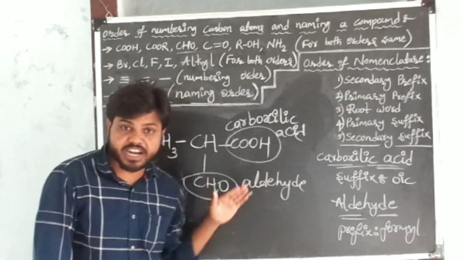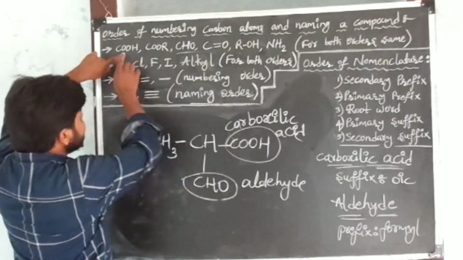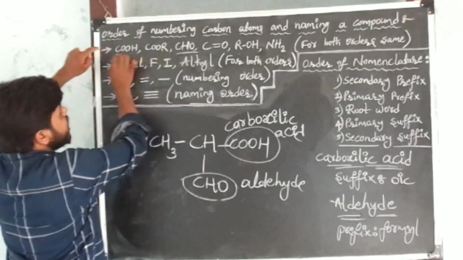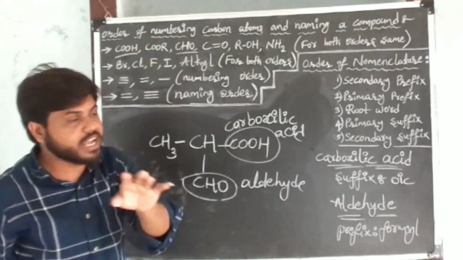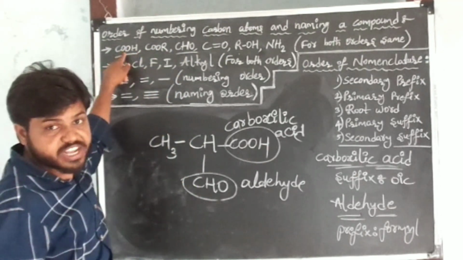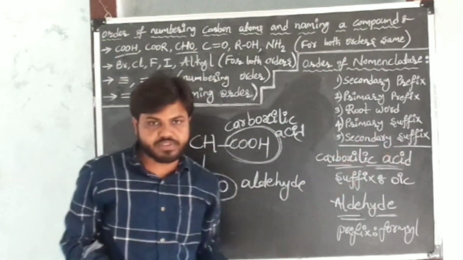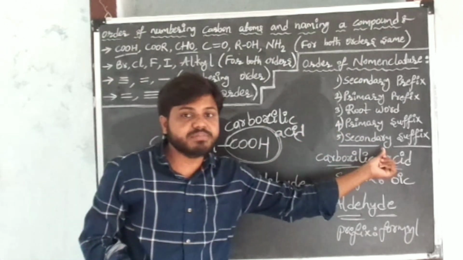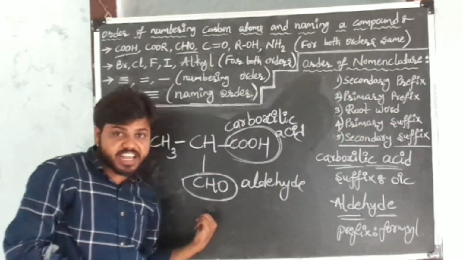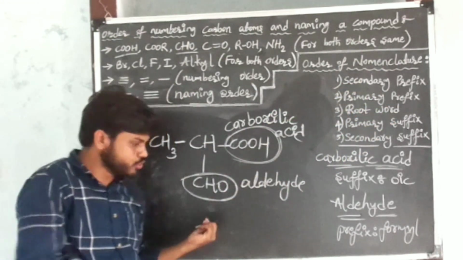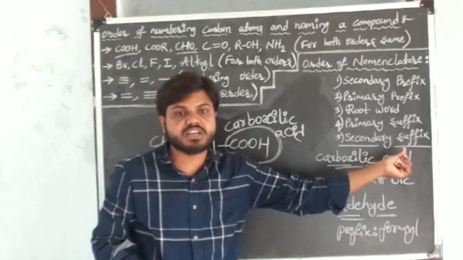Which one will become the secondary prefix and which one the secondary suffix, we check now. See the order. This is carboxylic acid and this is aldehyde. From these two, first give the priority to carboxylic acid. So this carboxylic acid will become the secondary suffix, and this aldehyde will become the secondary prefix, makes a substituent. This aldehyde is a substituent and this carboxylic acid will become the secondary suffix.